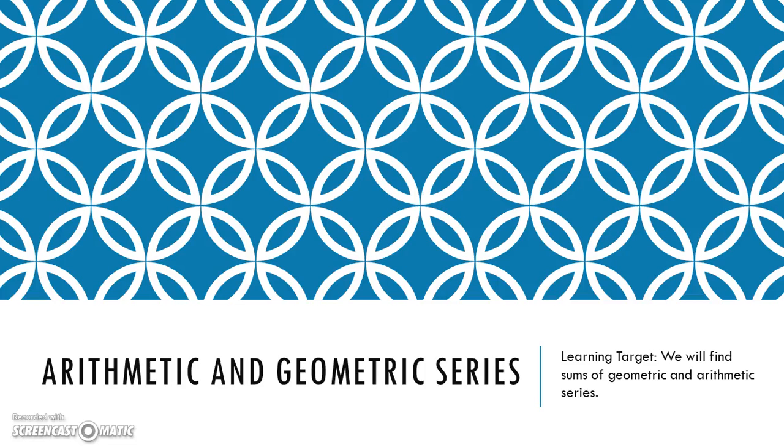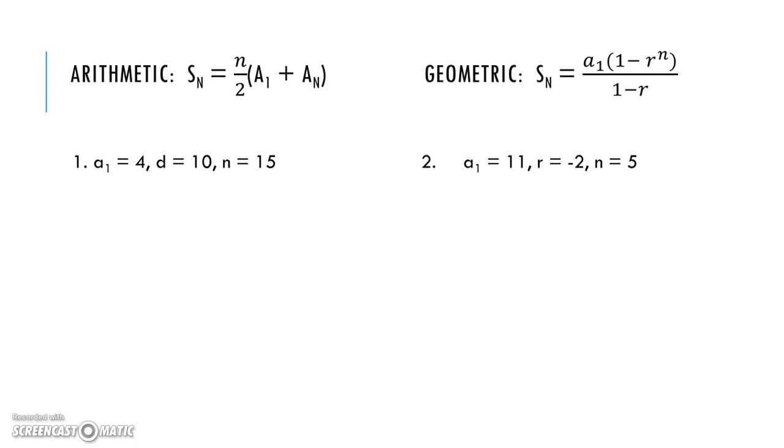Alright, welcome to the harder type of question on arithmetic and geometric series. So first, again, our formula for arithmetic is S of n equals n over 2 times the initial plus the ending number. And then the geometric series is S of n equals the initial times the quantity 1 minus the ratio to the nth power, all over 1 minus the ratio.